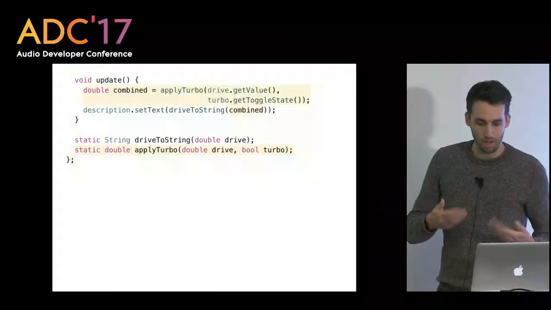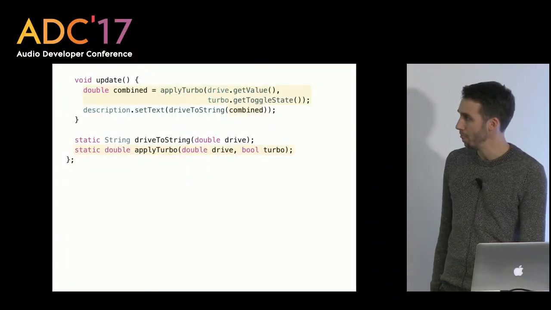We call drive to string and set the label text. So this is okay, and it works well. But in my case, I repeated this over and over again, and I was just looking for ways to abstract it or find some layer in between so I don't have to repeat it.